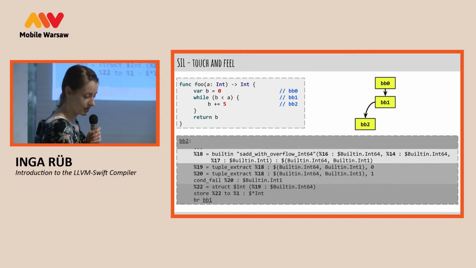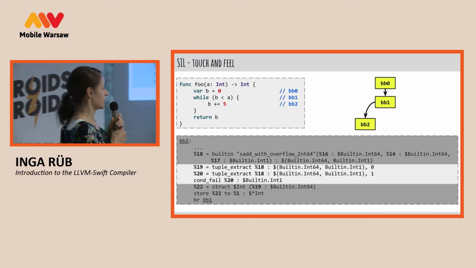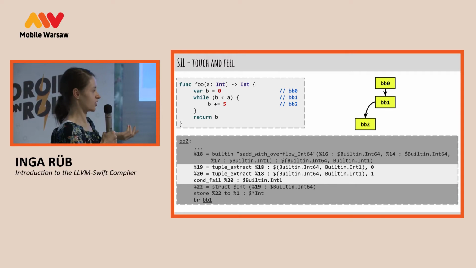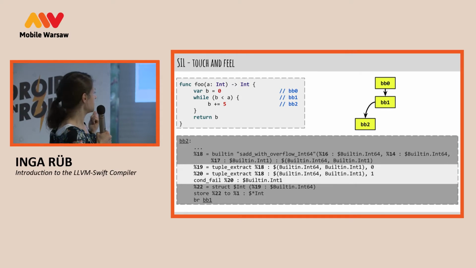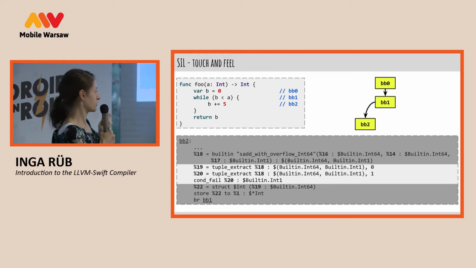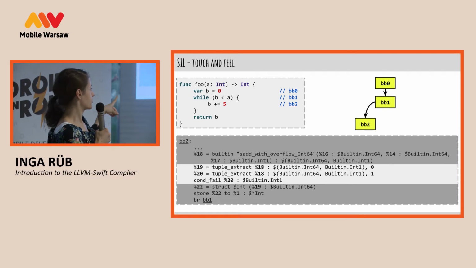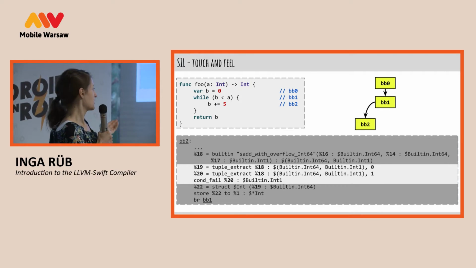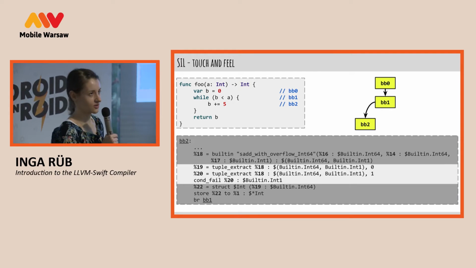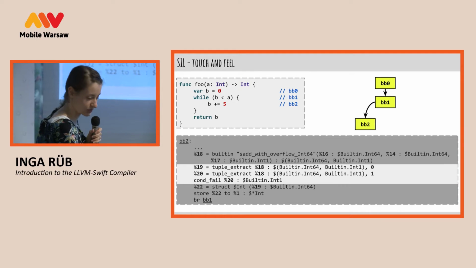And this happens here. Here we extract the result of the operation, which added our two numbers. You can see that number 20 has the information about the overflow. And here we have the instruction conditional failure. So if there was an overflow, then the code crashes right here and informs us about the situation in this place.